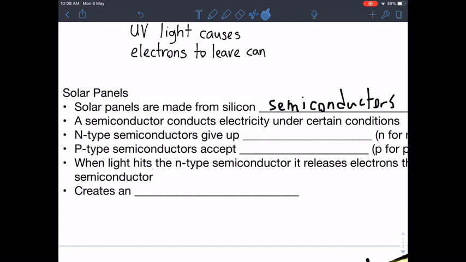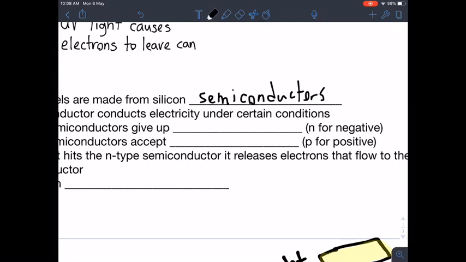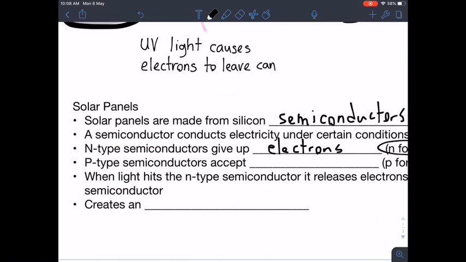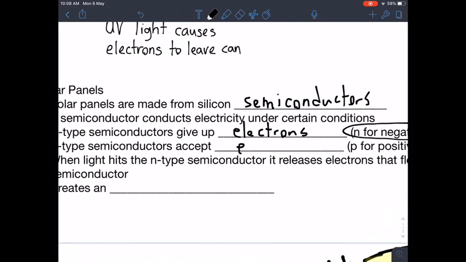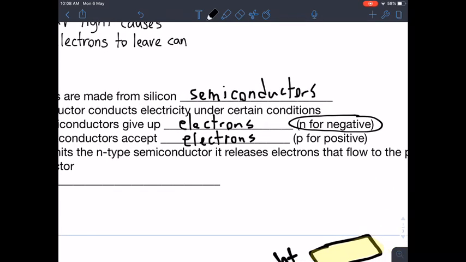The first is an N-type semiconductor. N-type semiconductors give up electrons. The N in N-type stands for negative. So N-type semiconductors end up giving up these negative charges, whereas the other type, the P-type semiconductor, accepts electrons, and it accepts electrons because it tends to be positive.